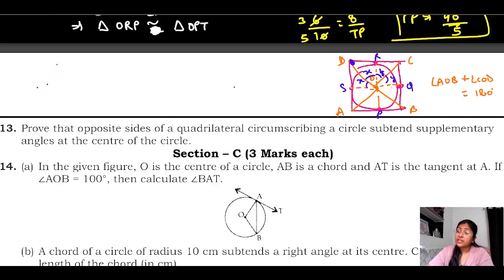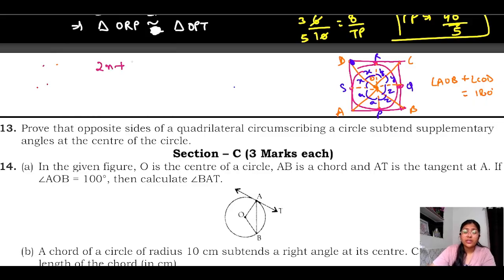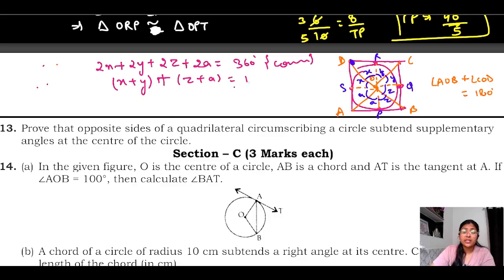Angle bisector property. If this angle is Z, then this angle is also Z. If this angle is A, this angle is also A. Now your focus is on the complete angle. Can you write twice X plus twice Y plus twice Z plus twice A is equal to 360 degrees? This is a complete angle. So X plus Y plus Z plus A is equal to 180 degrees. We divided the whole equation by 2.